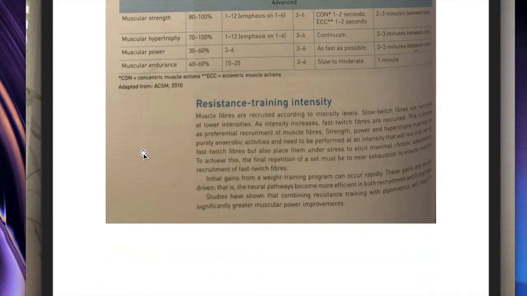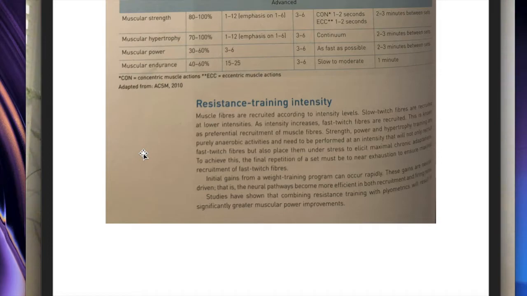The final thing that I'll mention here is about the intensity of your training. When we perform at a low intensity, more slow twitch fibers are recruited. When we perform at a high intensity, more fast twitch fibers are recruited. So you need to know whether that athlete wants their program tailored towards their slow twitch fibers or their fast twitch fibers, and whether the athlete wants strength, power, hypertrophy, or endurance.